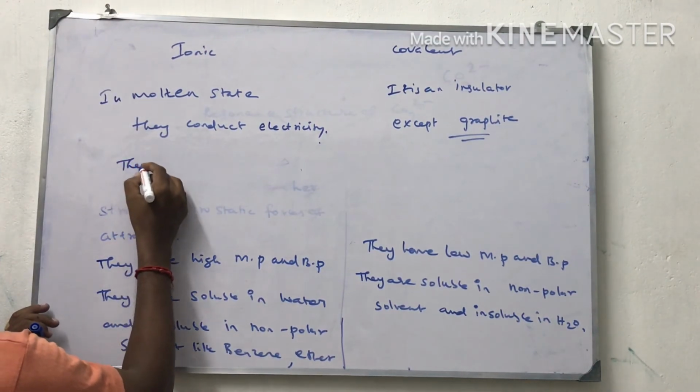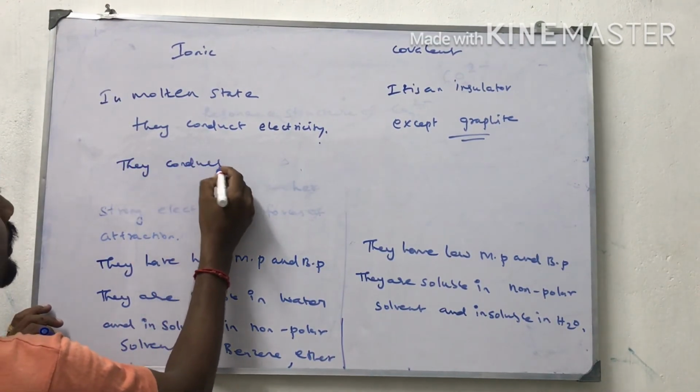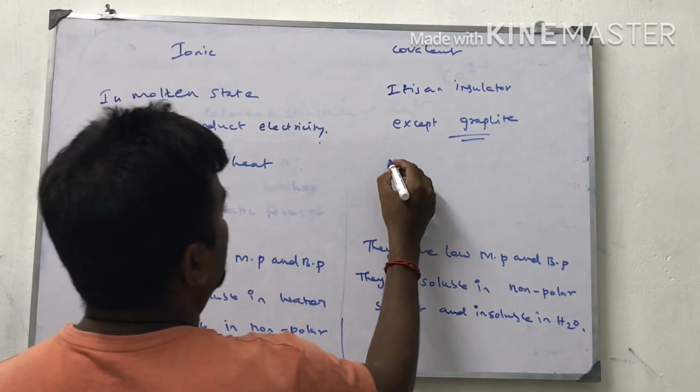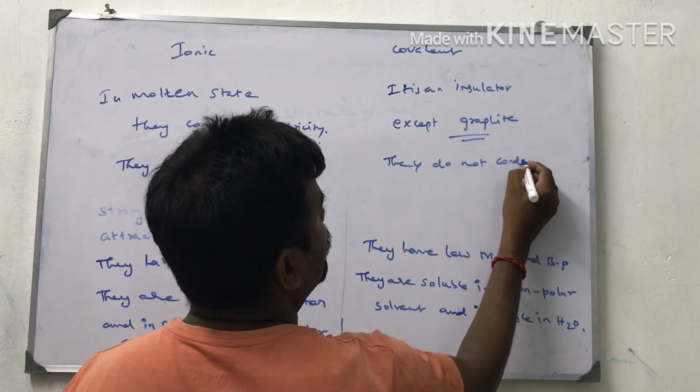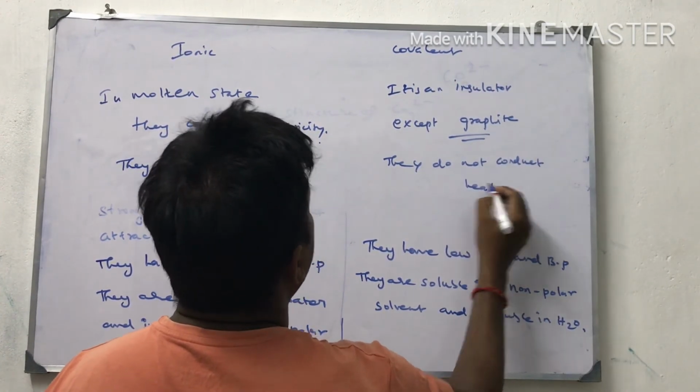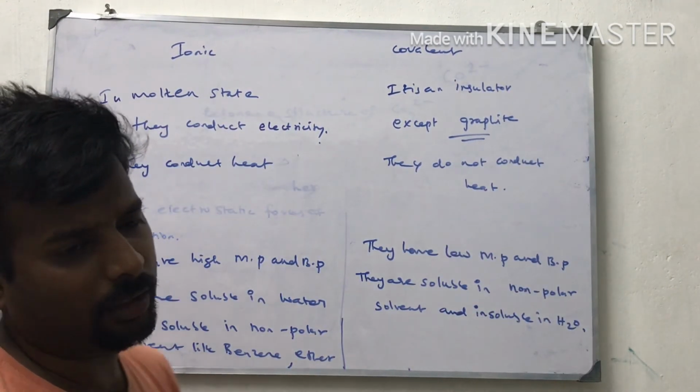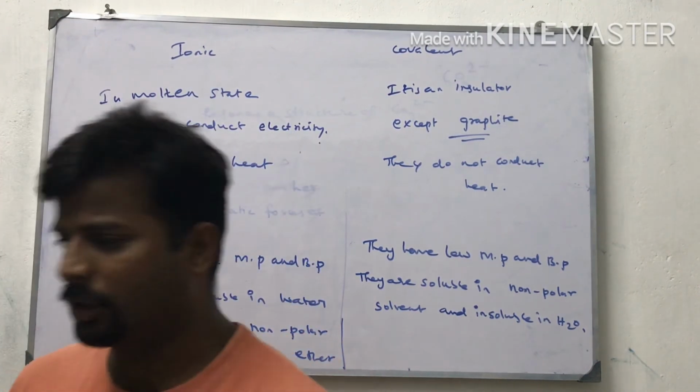Covalent compounds do not conduct heat. Like how the ionic compound conducts electricity, it also conducts heat.